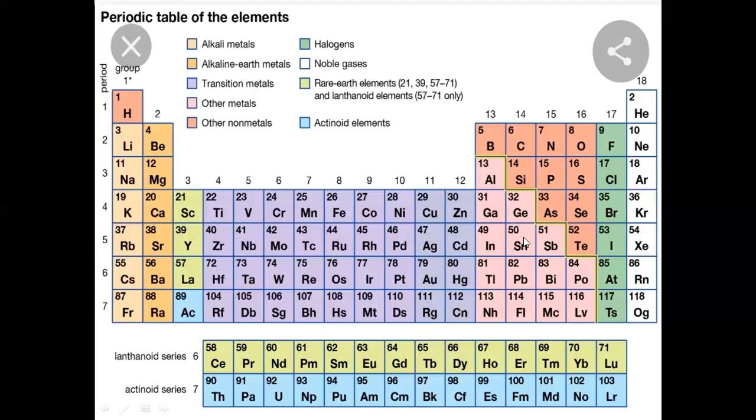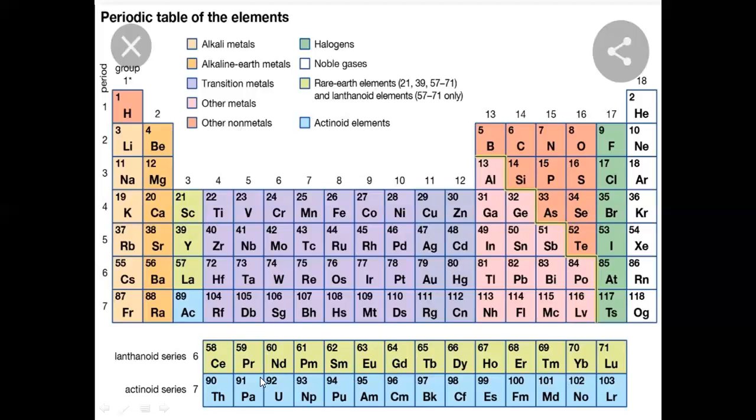Metalloids means the properties are in between metals and non-metals. Then other non-metals. These are the non-metals, and halogens, noble gases, this light green color like lanthanides. Lanthanides are also called rare earth elements because they are rarely present on earth. And the last one are called actinide.